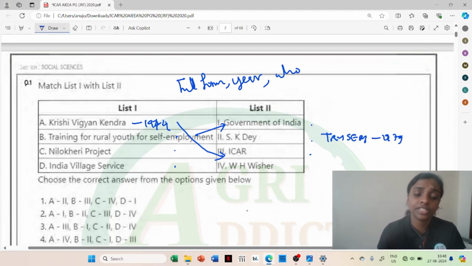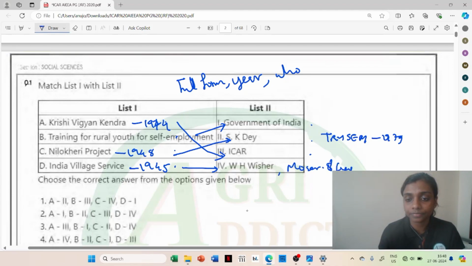Third one is the Nilokheri project. The Nilokheri project started in 1948 by S.K. Dey. And fourth one is Indian Village Service, 1945. It was started by W.H. Wiser. Also remember the names Moser and Gupta. Okay, so the answer will be A3, B1, C2 and D4, option C.